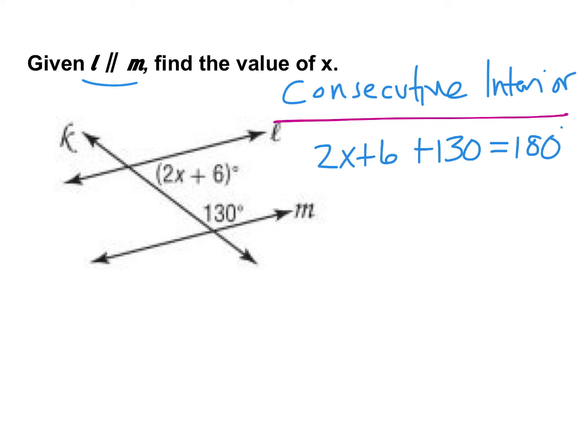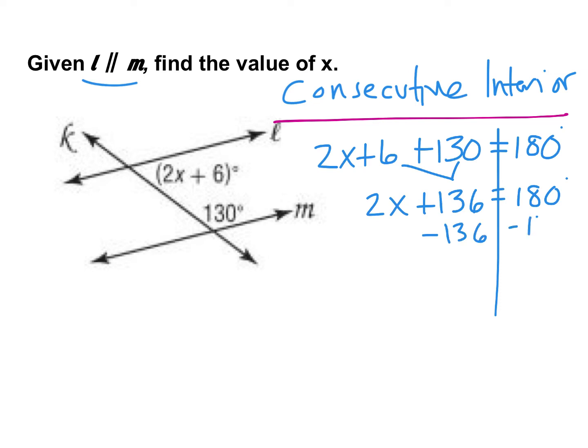We start combining like terms and isolating the variable. So as I'm solving this problem, on the left I can combine the 6 and the 130. I have 2x plus 136, right? 6 plus 130 is 136. On the right I still have the 180. To solve for x, I need to get rid of the 136. Since we're adding 136, the inverse is subtraction. So I subtract on both sides. I'm left with 2x equals 180 minus 136 is 44.